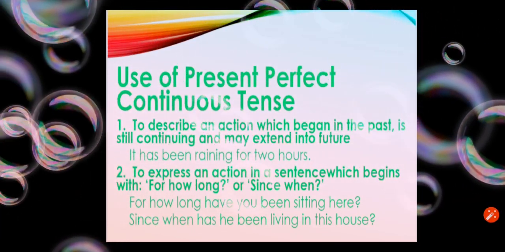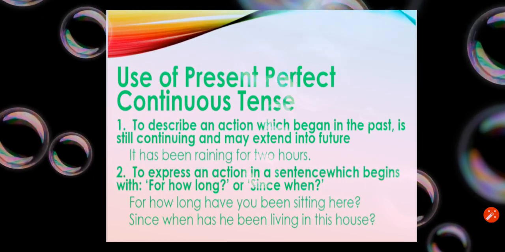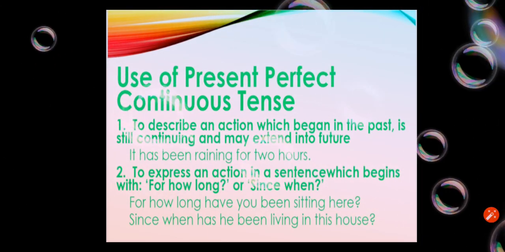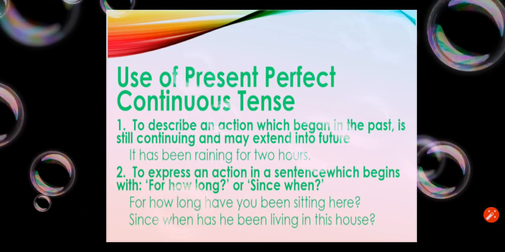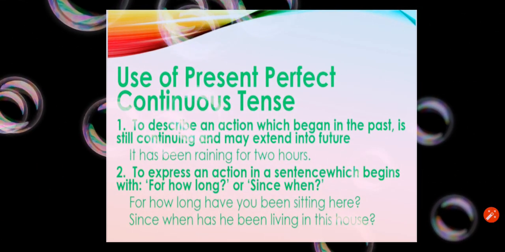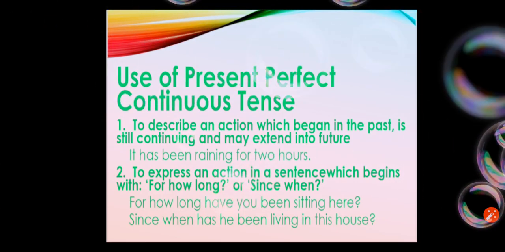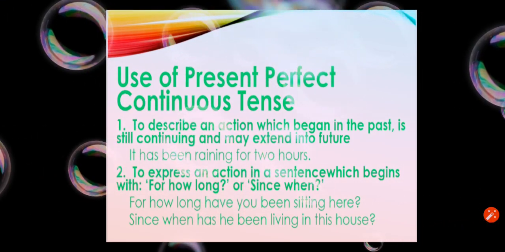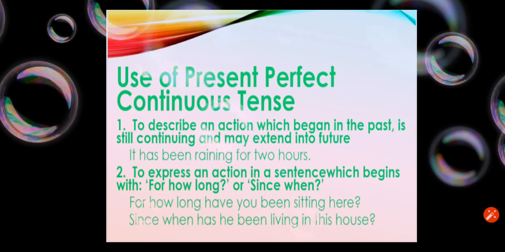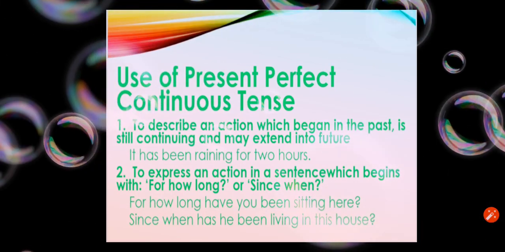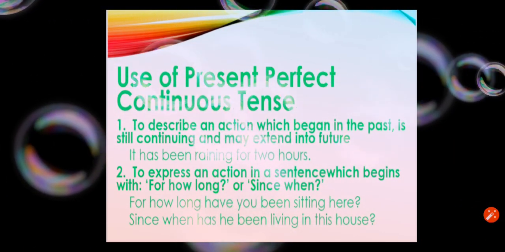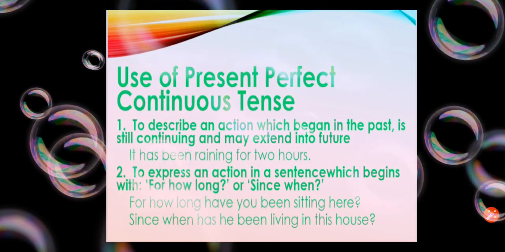Second, to express an action in a sentence which begins with for how long or since when. Example, for how long have you been sitting here? Since when has he been living in this house? These were the uses of present perfect continuous tense.